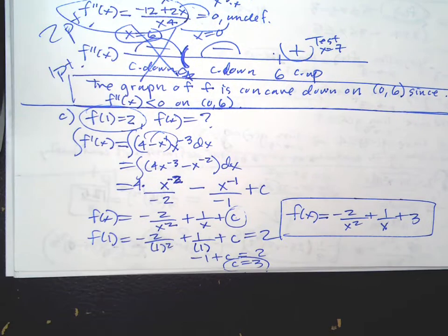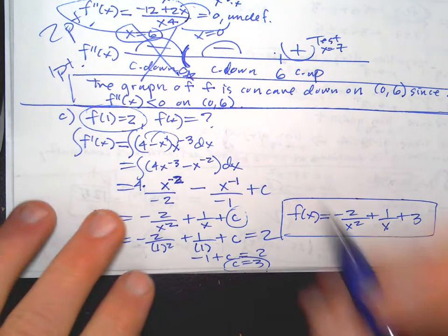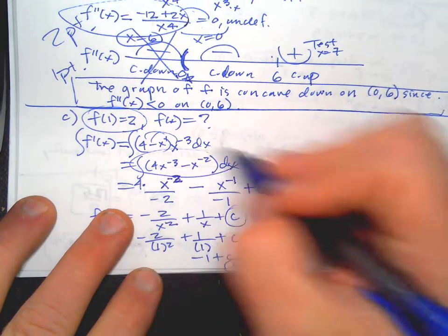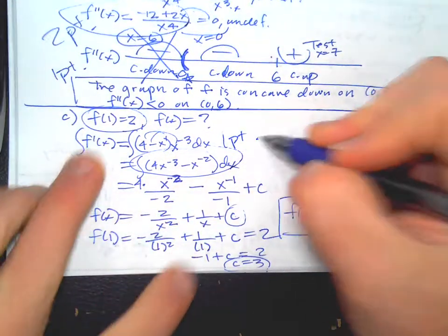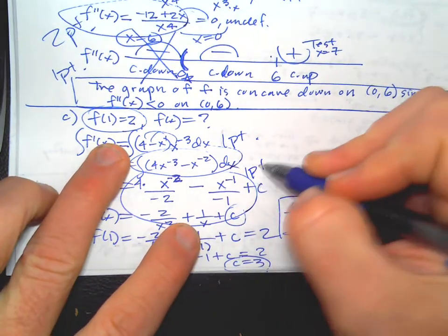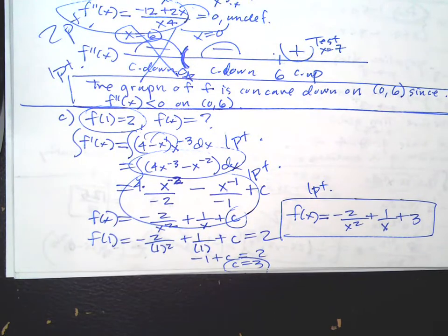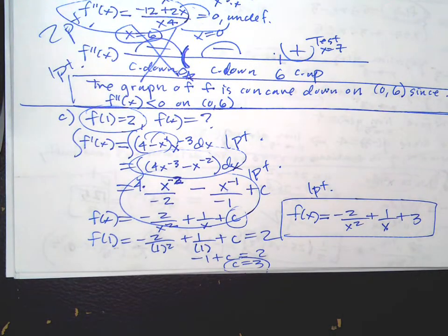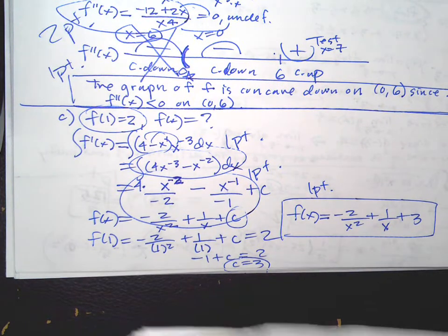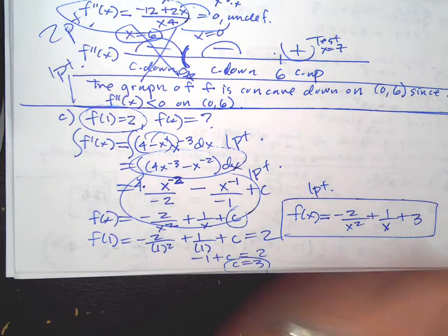That's the original function. Now on this problem, you get 1 point for just setting up the integral. You get 1 point for getting the antiderivative correct. And you get 1 point for getting that C value, getting your final answer right. So that's something we're going to be doing more of very soon. We're going to be undoing derivatives. Okay, next problem.